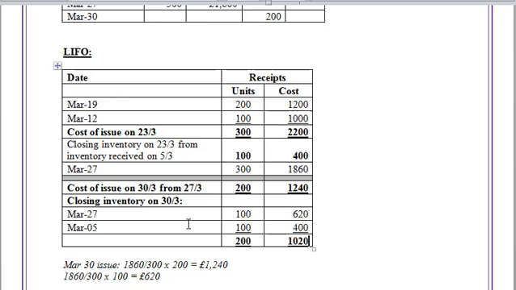So the closing inventory at the end of the month under the last in first out inventory valuation method will cost us £1,020, and you have to be careful where it has all come from, the different groups that it has come from. I hope this has been useful.